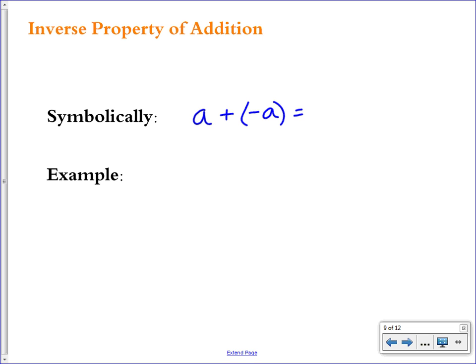It's basically like the opposites, or, well, the word inverse does kind of mean opposite. So a plus a negative a is going to result in 0. To show this with numbers, it would be like 3 plus negative 3 equals 0. That would be an example of the inverse property of addition. 3 and negative 3 are inverses.